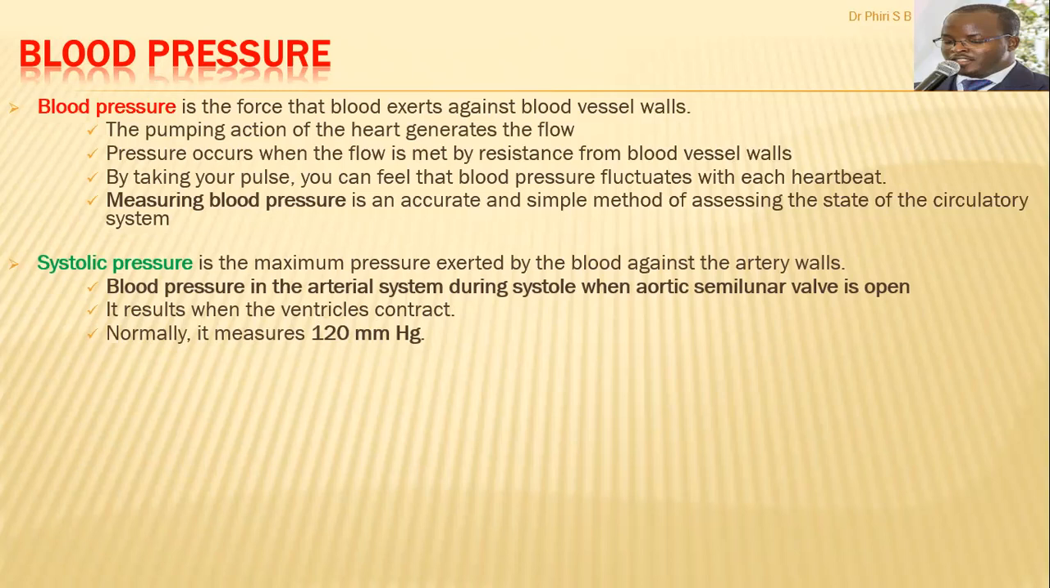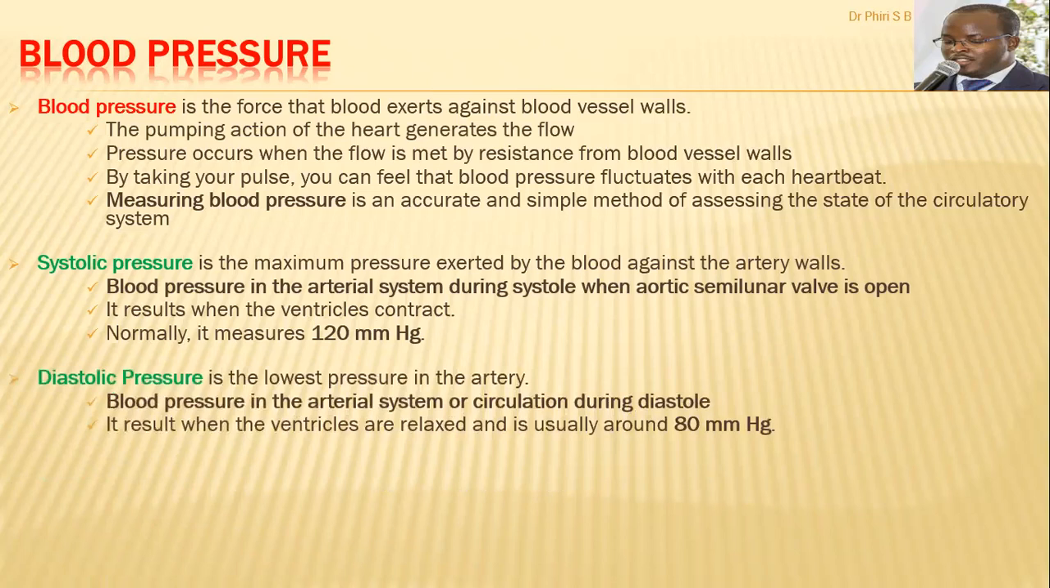Under normal circumstances, the normal range of systolic blood pressure, or the maximum blood pressure that you can get in the arterial system, is around 120 millimeters of mercury. Sometimes you can have an increase or a decrease. This is just the normal value. Some people will have a systolic blood pressure of less than 120, maybe around 115, 118. Some will be slightly higher than this, which is also considered within the normal range. Then the lowest pressure in the arteries is referred to as diastolic pressure.